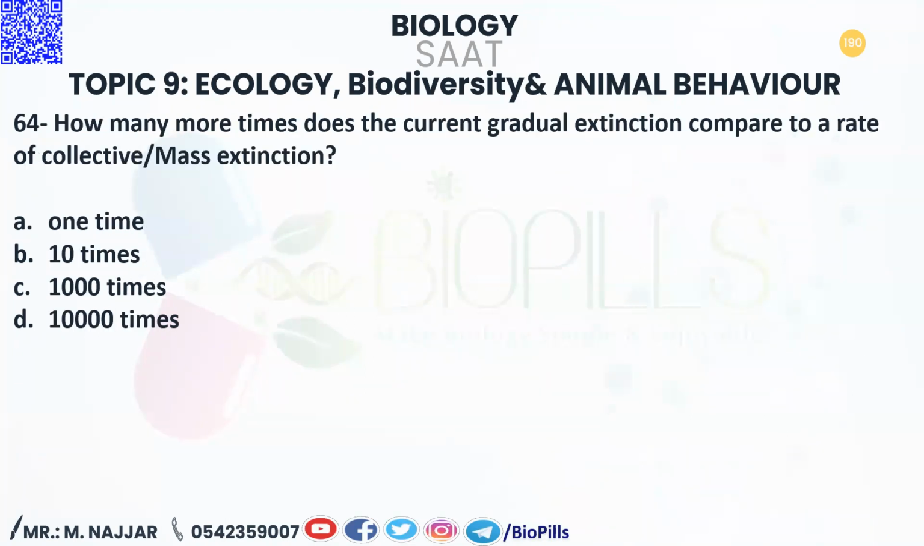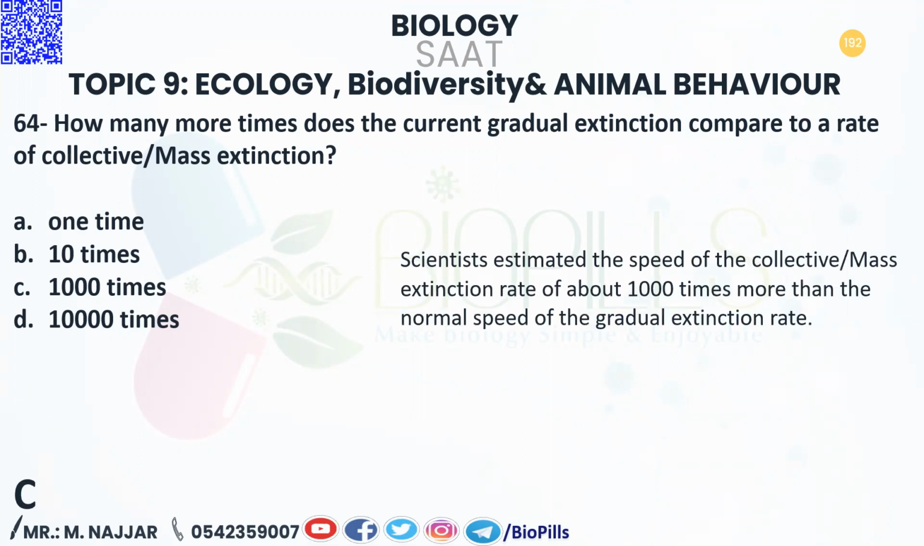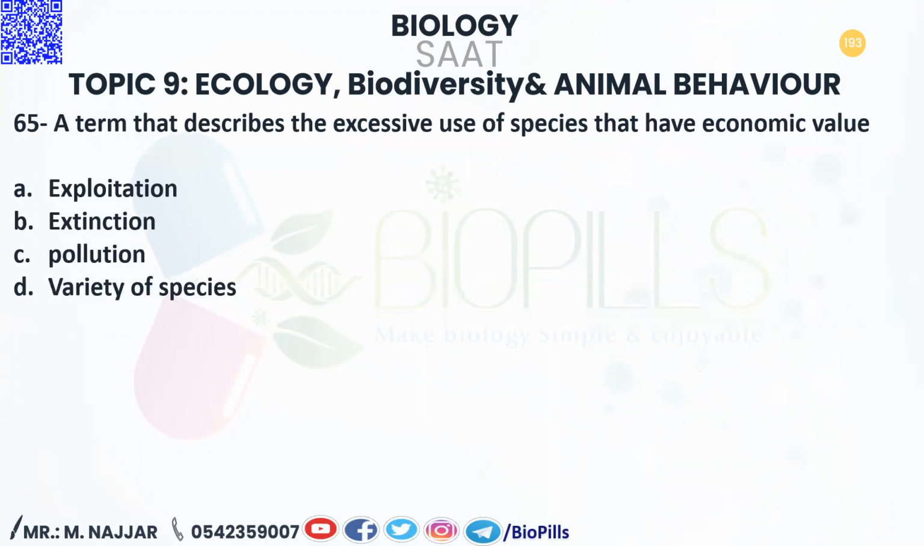Question number 64. How many more times does the current extinction rate compare to the rate of gradual extinction? Yes, sure, 1,000 times, as I just mentioned. Same explanation. Question number 65. A term that describes the excessive use of species that have economic value. A, exploitation. B, extinction. C, pollution. D, variety. I just mentioned the definition of it. It is exploitation. Perfect.